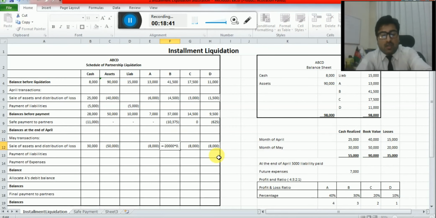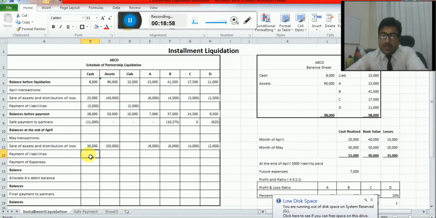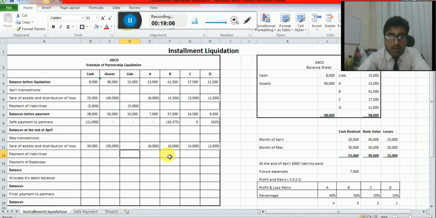This is 3, and this is 3, and we have 2, right? And then we have 1. Okay, now payment to liabilities. Yes, in the actual situation we have paid 5,000 in the first month. We have the remaining 15,000, so my remaining 10,000.